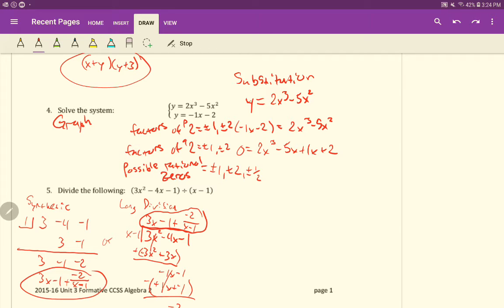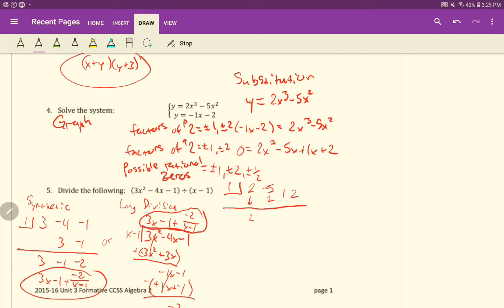Okay, and so then we just guess and check, using synthetic division to help us determine which one of these zeros works, if any of them work. For example, let's guess that positive 1 works. I'll put the 1 in, and then my coefficients from my polynomial: 2, -5, 1, and 2. Then we'll do the division and see if it works. So drop that 2 down.